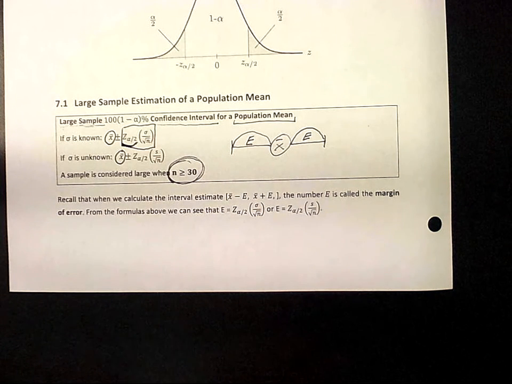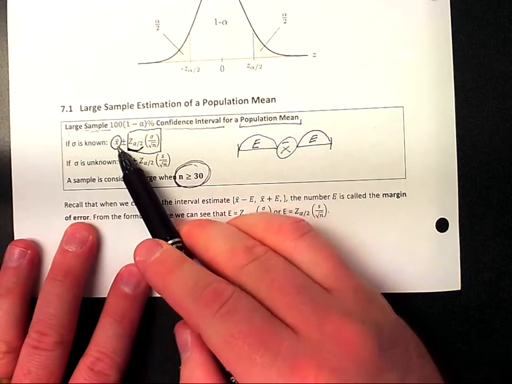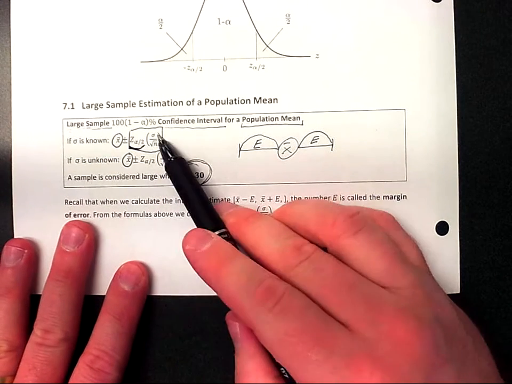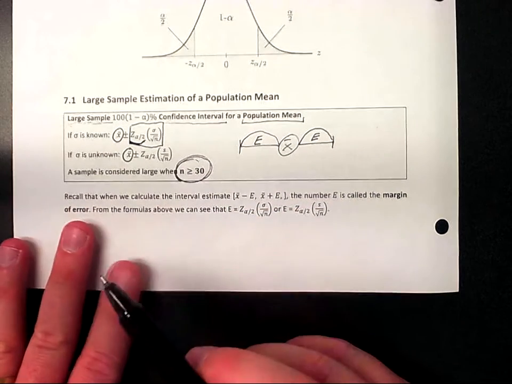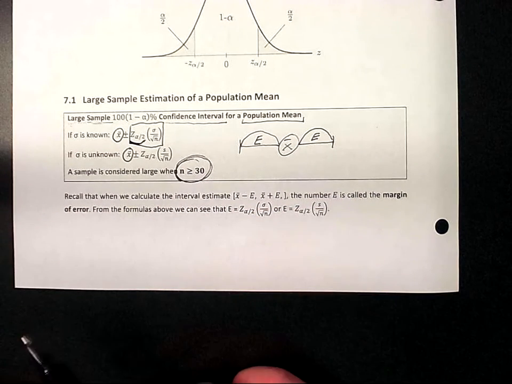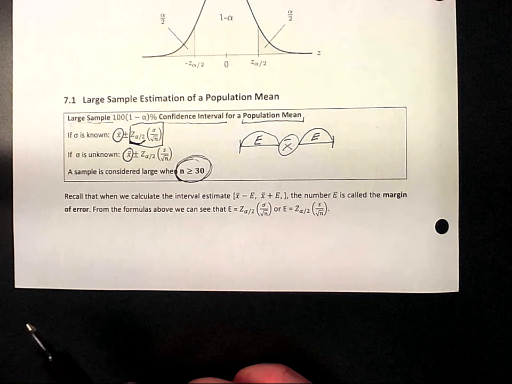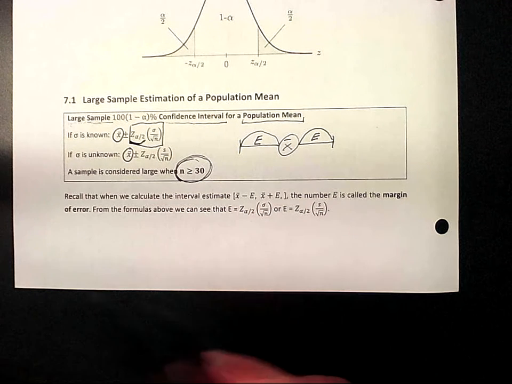So if we're given a level of confidence, and we're given a sample mean, and we're given sigma and a sample size, we have everything that we need to know to calculate our confidence interval. Right? Is everybody good with that?